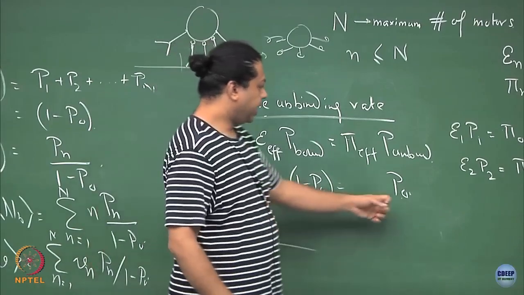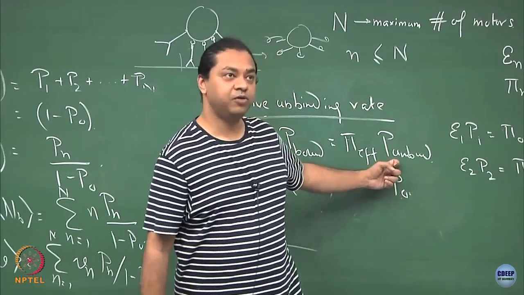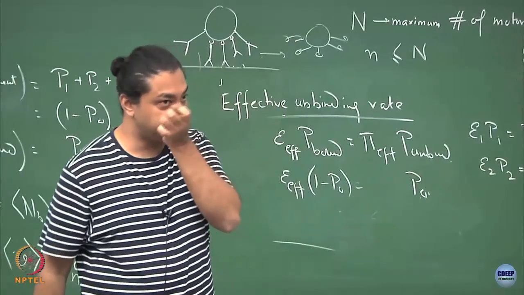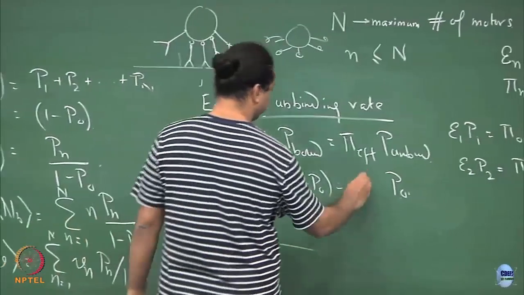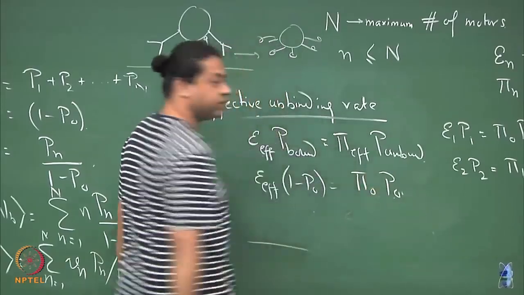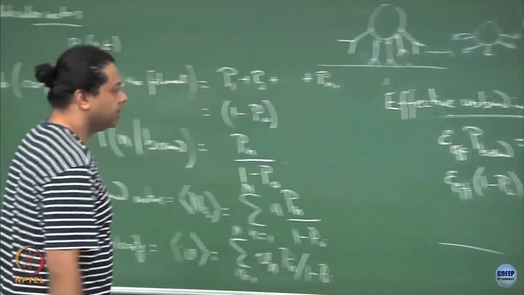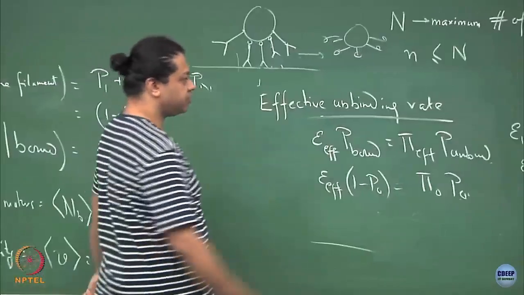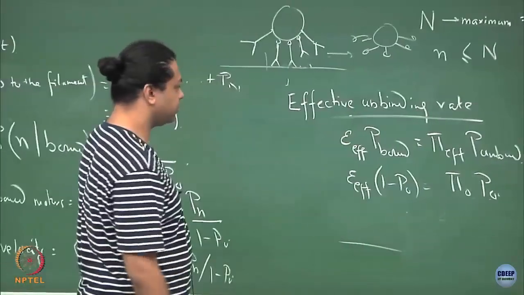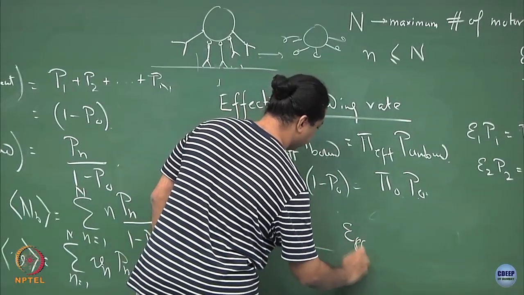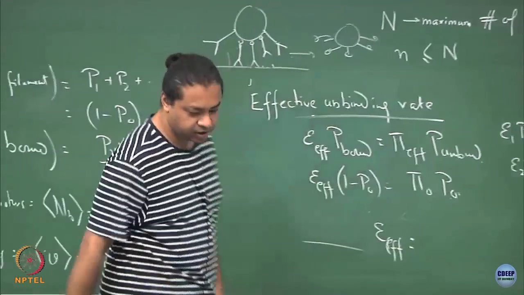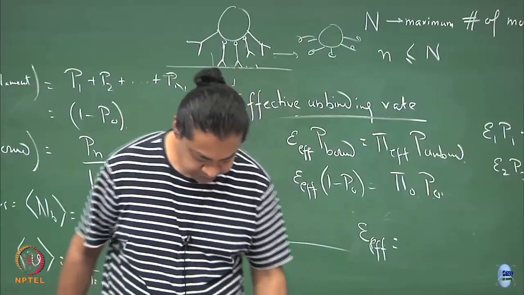So, when there are no motors bound, when n is 0, you have some rate which is capital N times pi. As more and more motors bind, that rate falls because it becomes more difficult to bind to the filament. So that rate becomes smaller the more motors that are bound. And you could say that the velocity does not depend on the number of motors, at least in the 0 force limit. So the velocity with n motors bound is the same as the velocity with a single motor bound.